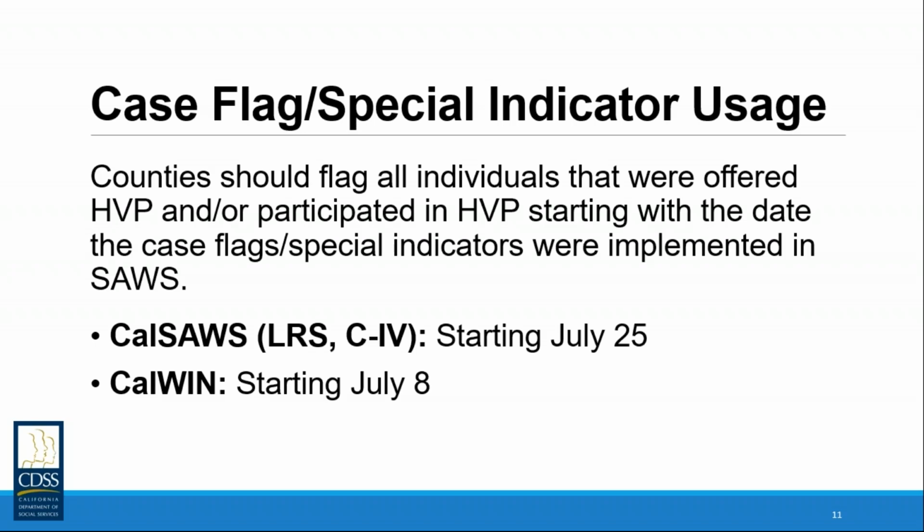So then we have case flag special indicator usage. Counties should flag individuals that were offered HVP and or participated in HVP starting with the date the case flags were implemented in SAWS. So for Cal-SAWS, the starting date is July 25th, and for Cal-WIN, the starting date is July 8th.